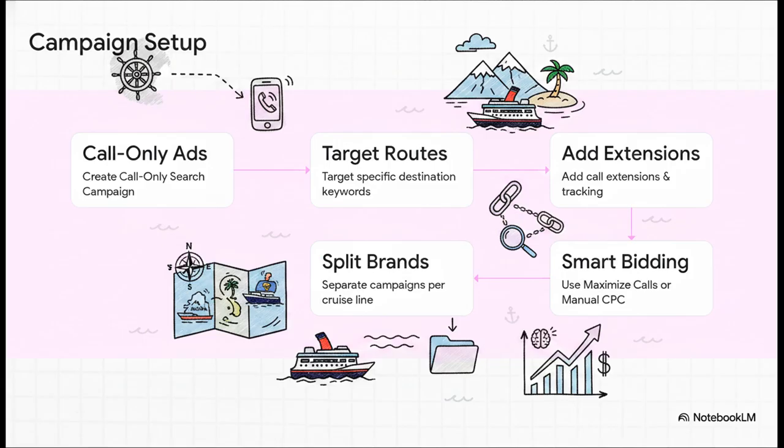Step 1. You must create a call-only search campaign. Make the phone number the primary action. Step 2. Target specific routes and destination keywords like Alaska Cruise rather than just the word cruise. Step 3. Add call extensions and tracking so you know exactly which ads are actually ringing your phones. Step 4. Use maximize calls or manual CPC for your bidding strategy. And Step 5, which is an absolute must, create separate campaigns for each specific cruise line. You definitely do not want your Carnival ads mixing with your Viking River Cruise ads.